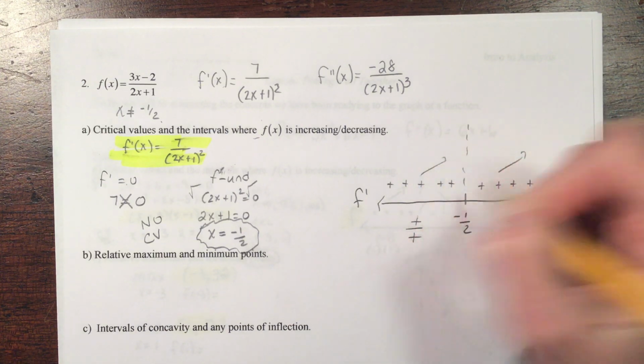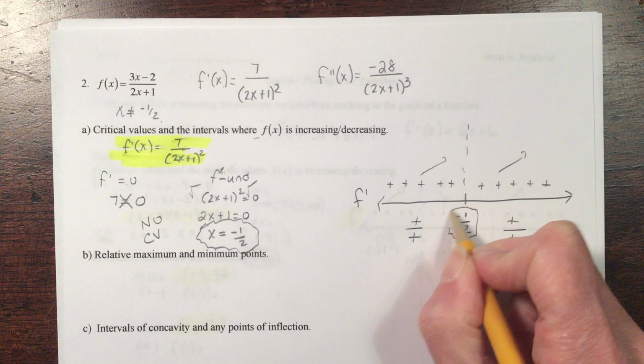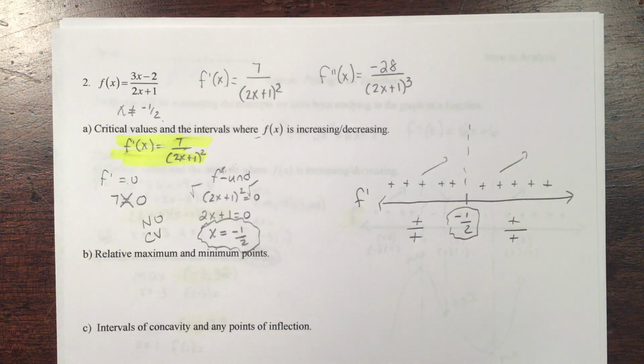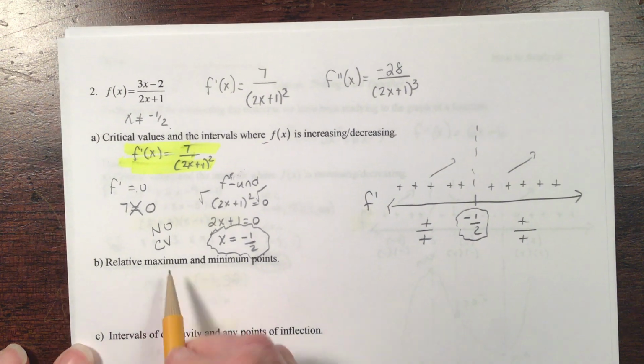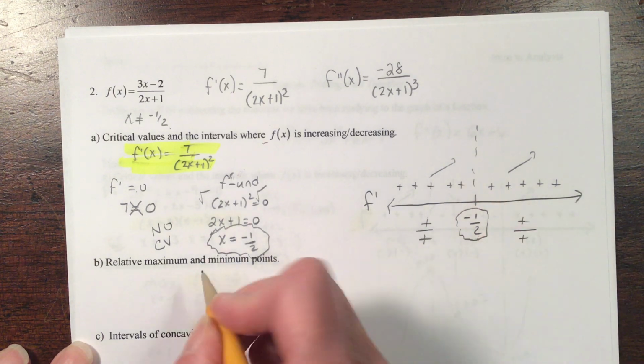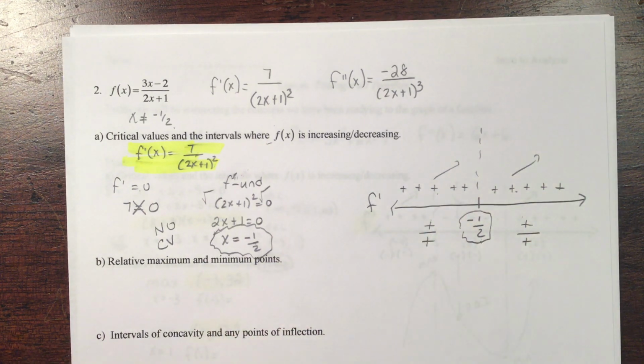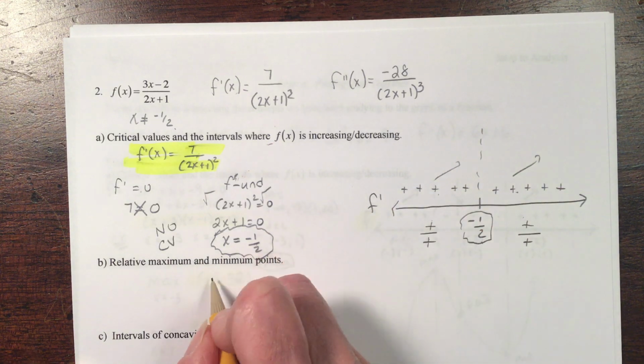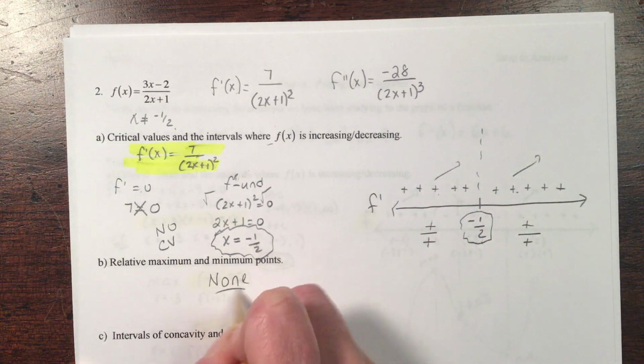Except we've got this weird thing going on here, right? Trouble. That's all it is. It's just a little weirdness. Now, relative maximum and minimum points, well, the only place that could occur would be here. And since it doesn't change signs and there is no actual point, there are none.